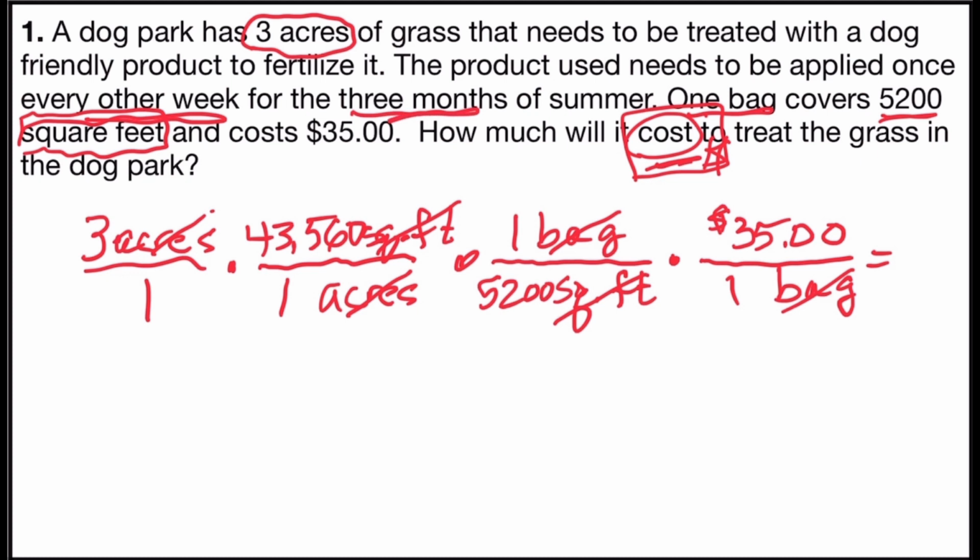Remember, the product needs to be applied once every other week for 3 months. So once every other week, there's 4 weeks in a month. Every other week would be 2 treatments per month. And so at the end, I'm going to have to multiply by 6 to find out how much it would cost for the entire summer.